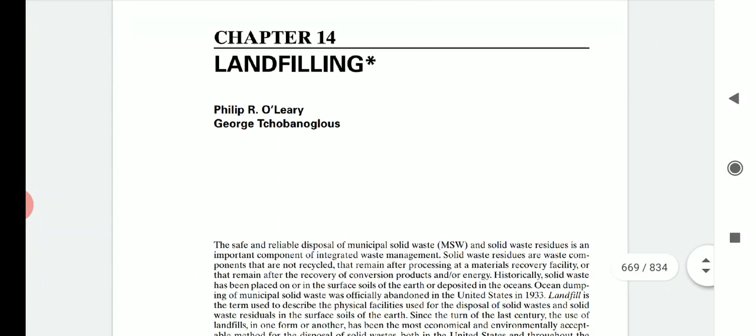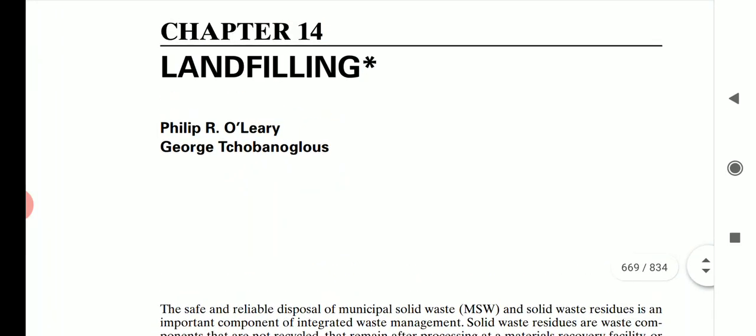So you all know the dump yards, that is dumping yards. What is the definition of a dumping yard? The disposal of solid waste on the outskirts of the city. On the outskirts of the city, one large area will be prepared. On that large area, whatever waste is produced from a community is dumped. That is called a dumping yard.